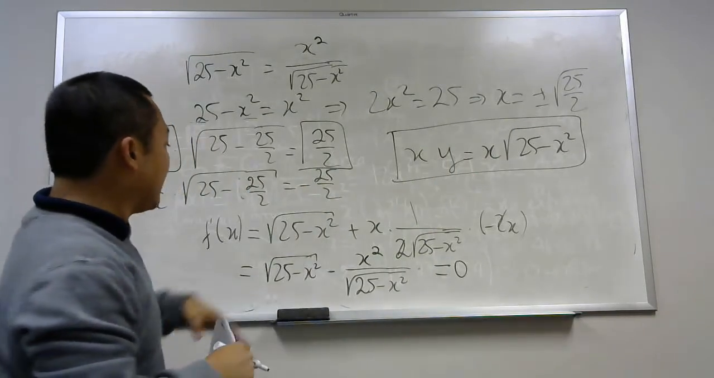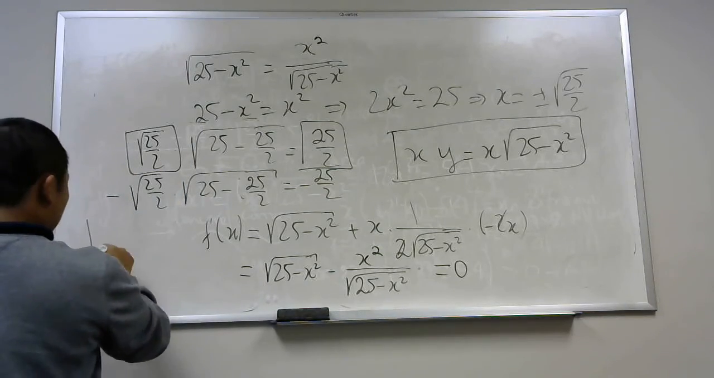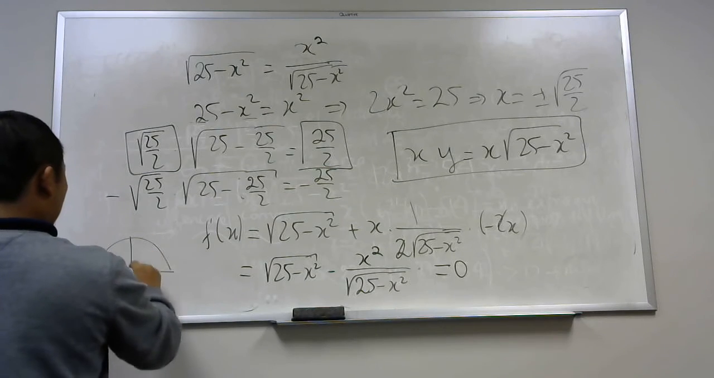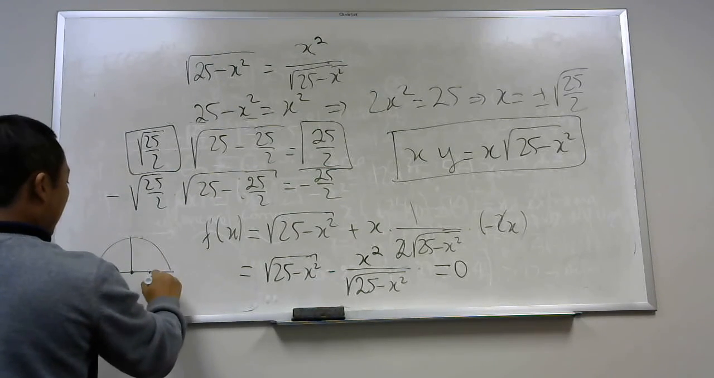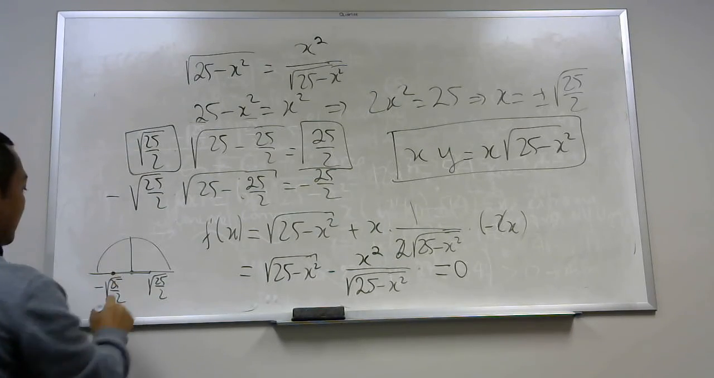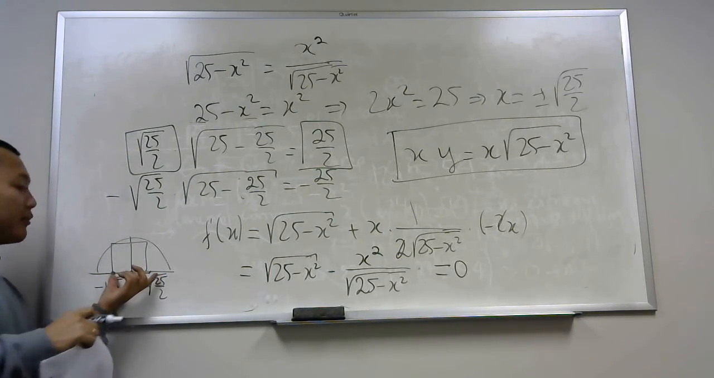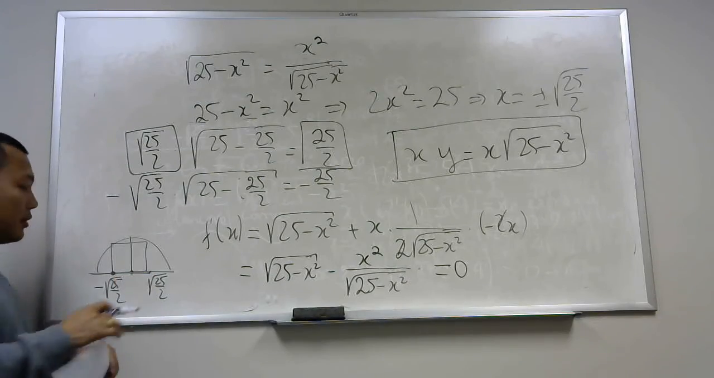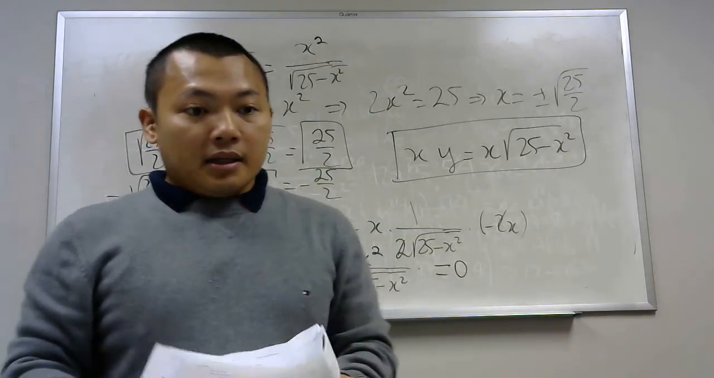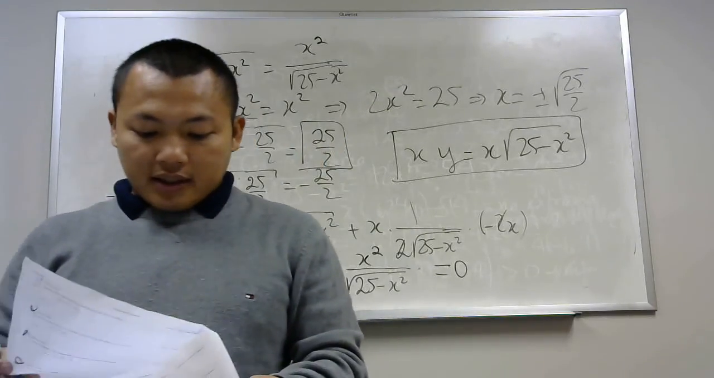Why do we have negative in here? Because this is the circle, right? If we have negative square root of 25/2 in here, we will have negative square root of 25/2 in here, which is symmetric. So that is not something surprising. So that is about question 9.